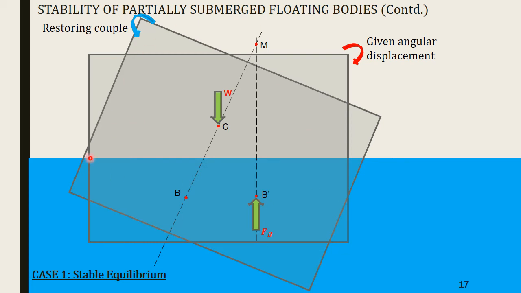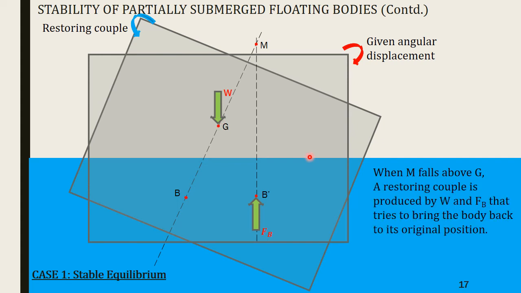So such an equilibrium is known as stable equilibrium. So when M falls above G, you can see the position of M is above center of gravity G. It is noticed that a restoring couple is produced by W and FB that tries to bring the body back to its original position. Thus, the body is known to be in stable equilibrium. This is known as stable equilibrium.